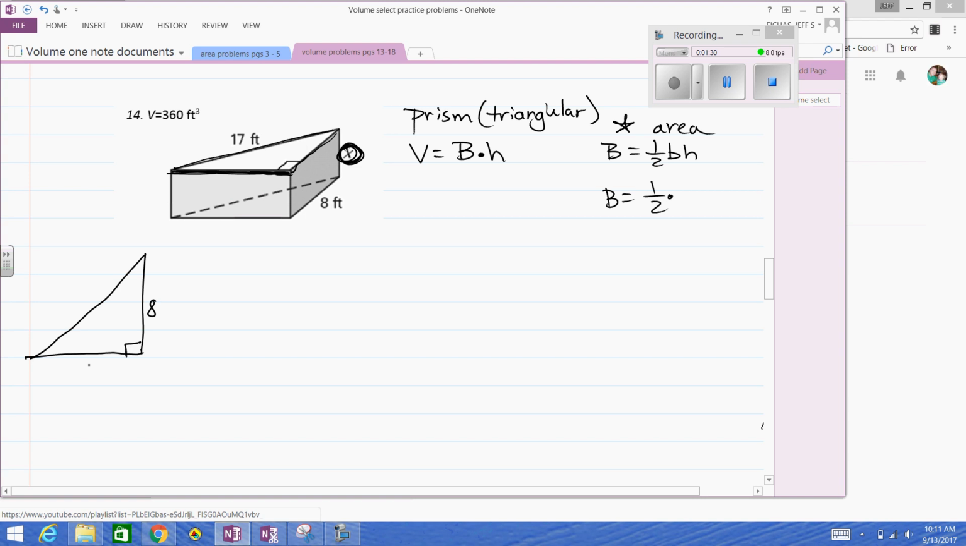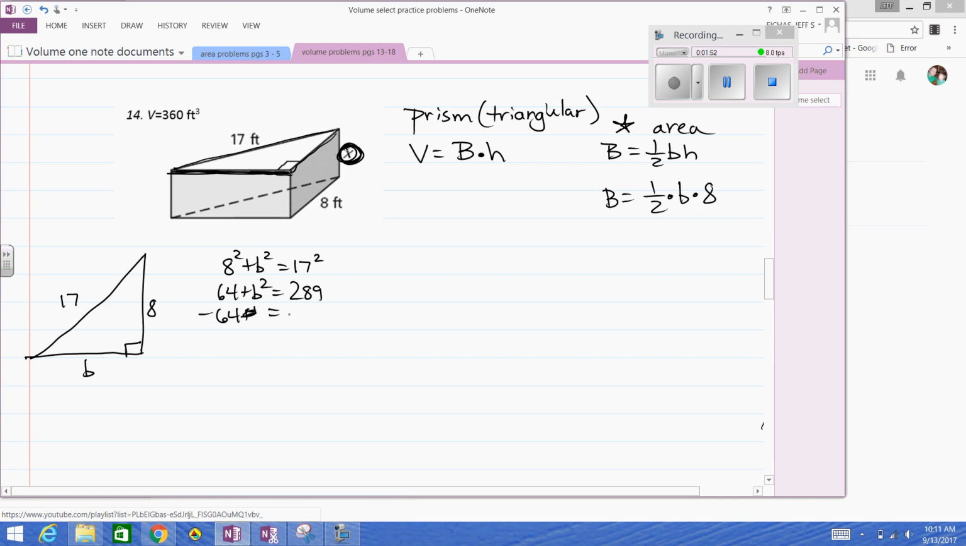But we're going to have to work for this base because they're giving us a hypotenuse of 17. So let's call that B. We're still missing B. We're going to work for it. So let's do that right here. Quick Pythagorean theorem. All right, so we'll just run through that process.